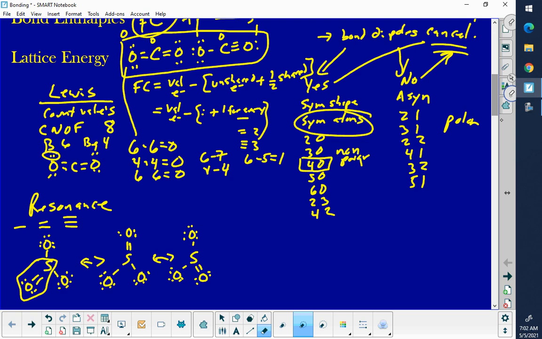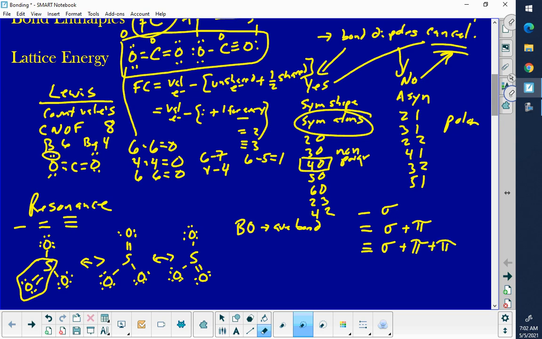Good, so that's resonance. And what also follows with resonance is what we call bond order. I like to think of bond order as your average bond in something like resonance. Now we start getting a little more advanced: if I have a single bond, that is a sigma. If I have a double bond, that is a sigma plus 1 pi. And if I have a triple bond, that is a sigma plus 2 pi's.